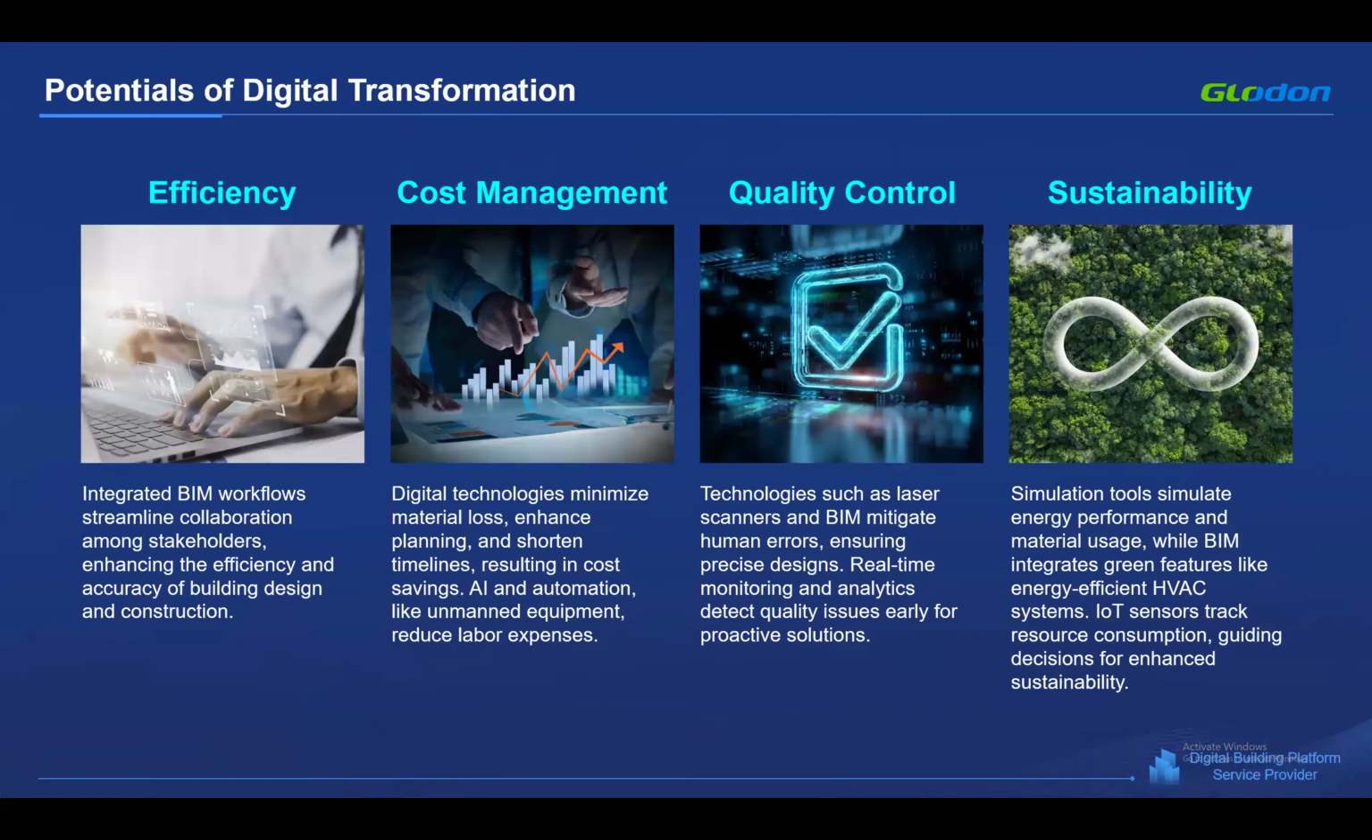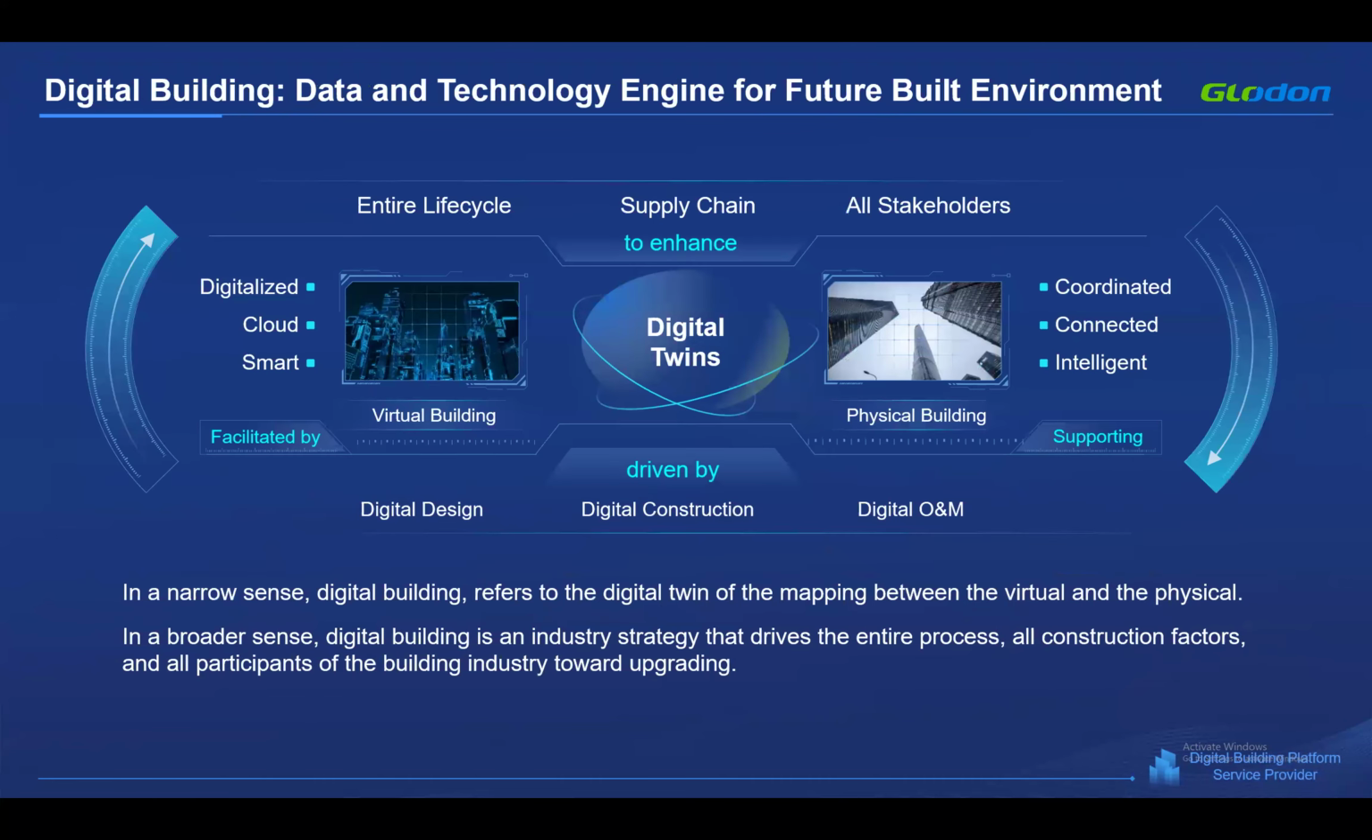You can see the potential of digital transformation. So why do we transform into digitalization? We need efficiency. We have to manage our costs in an efficient manner, we need to control the quality of construction projects, and we have to enhance sustainability. So those are the potentials of digital transformation.